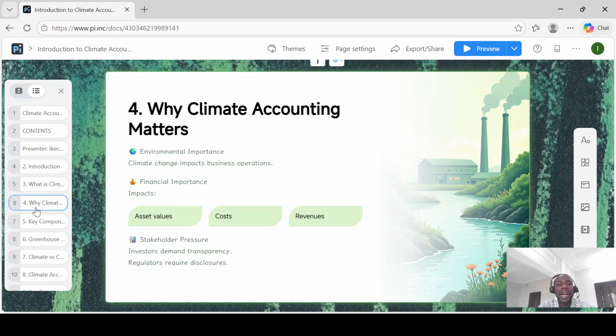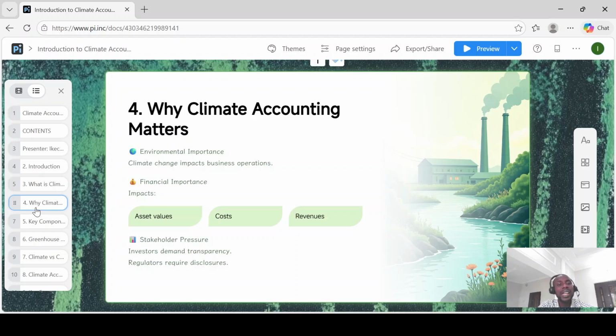Why climate accounting matters. Environmental importance. Climate change impacts business operations. Because of the time and age in which we operate, climate change has a major impact on our business ventures. It could be risk due to flood, it could be risk due to change in precipitation level, it could be transition risk from change in demand, it could be transition risk from legal implications or legal suits.